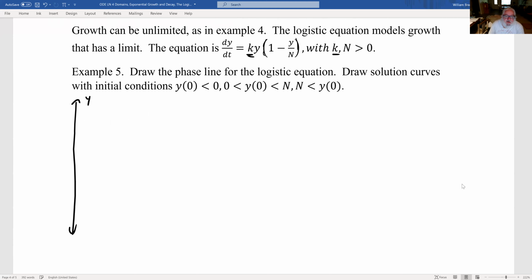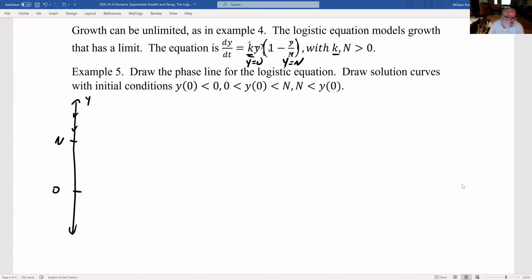here's y, here's n, whatever n is, and here's 0. So my equilibria are y equals 0, because that makes this 0, and y equals n, because that makes that 0. Those are equilibria. If y is bigger than n, this is positive and this is negative, because y over n will be bigger than 1, and 1 minus it will be negative.